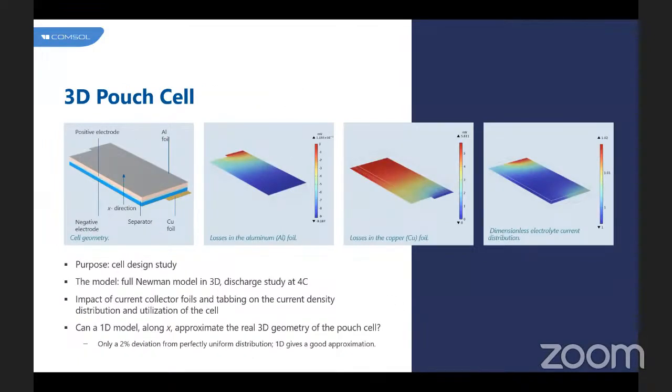This is typically a modeling of a 3D pouch cell where you model the negative and positive electrodes and separators, and you define the foils, and then you also calculate the losses in aluminum foil and copper foils, and also try to find out the electrolyte current distributions.